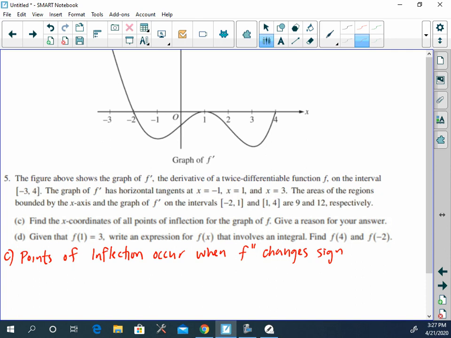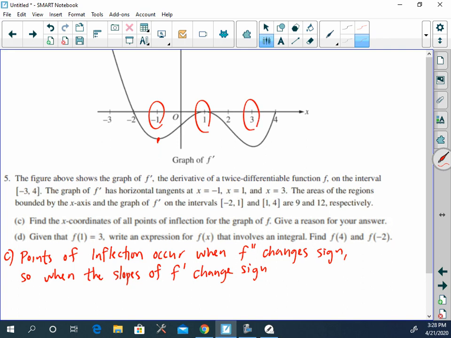And the second derivative is the slopes of this. So I'm going to write that. So when f prime, or when the slopes of f prime change sign. Okay, so I'm thinking of the slopes of this graph. So the slope is negative here and then positive here. So we should have a point of inflection at this spot. The slope's positive, then negative. So we should have one here, and then same idea here.